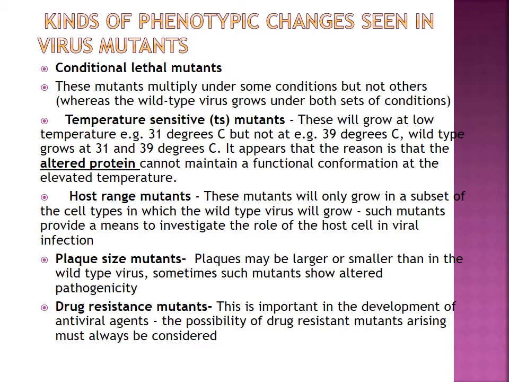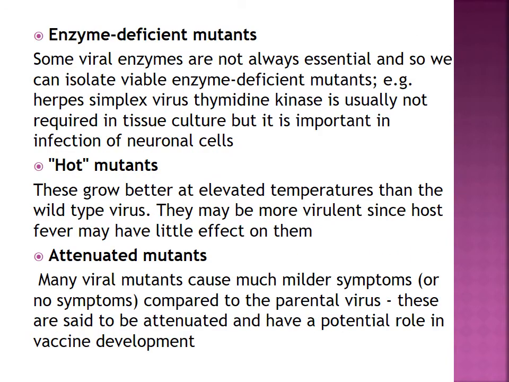The drug-resistant mutants, another type of mutants, are important in the development of antiviral drugs. The possibility of drug-resistant mutants arising must always be considered, because viruses, like bacteria, can become resistant to a new drug. Another type of mutants are the enzyme deficient. Some viral enzymes are not always essential, so we can isolate viable enzyme deficient mutants. Example: the herpes simplex virus thymidine kinase deficient mutant. Thymidine kinase is usually not required in tissue culture, but it is important in the infection of neuronal cells.